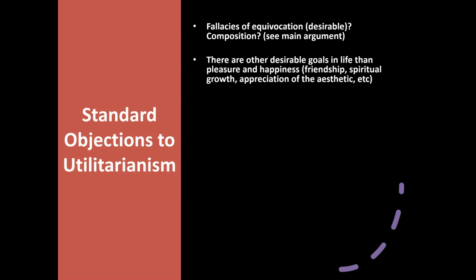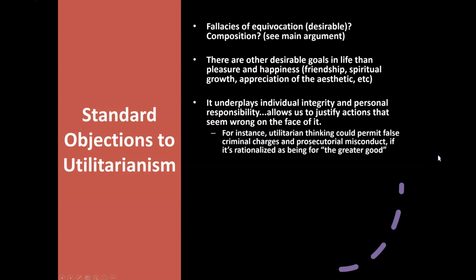Also, another objection is there are other desirable goals in life than pleasure and happiness, right? Some people just disagree with what Bentham and Mill say is the ultimate intrinsic good, pleasure and happiness. Some people say, no, the ultimate intrinsic good, that toward which all other actions are taken, is friendship, or spiritual growth, or intellectual growth, or broadening of consciousness, or appreciation of the aesthetic. So that's a common objection to utilitarianism.